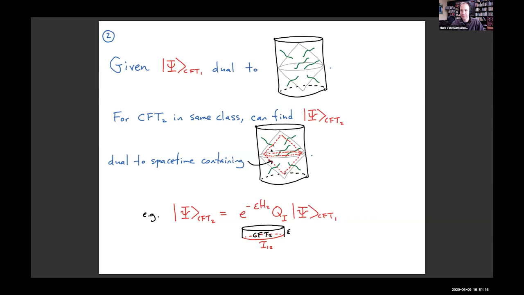I have a quick question. I think you said this, but what happens to the state, this quench state, if you time evolve it with the Hamiltonian of CFT2? Does the bubble collapse in the bulk?